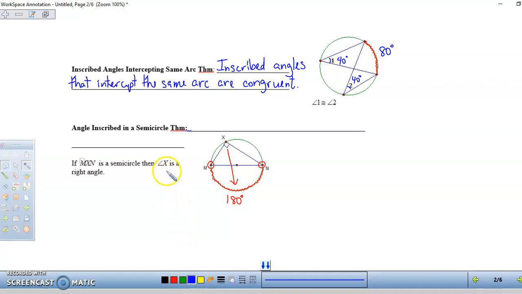Okay, and this theorem simply states: angles inscribed in a semicircle are right angles.